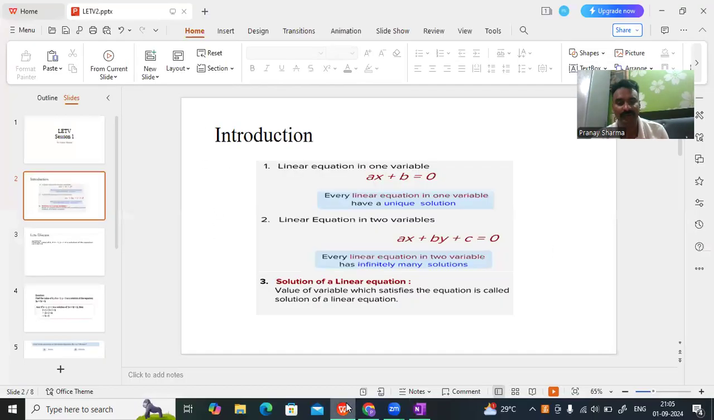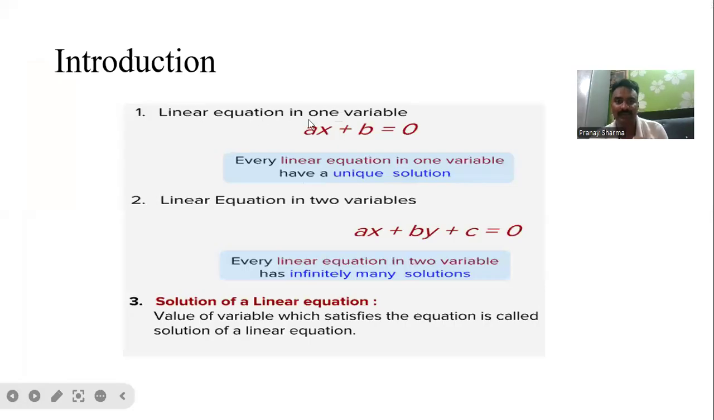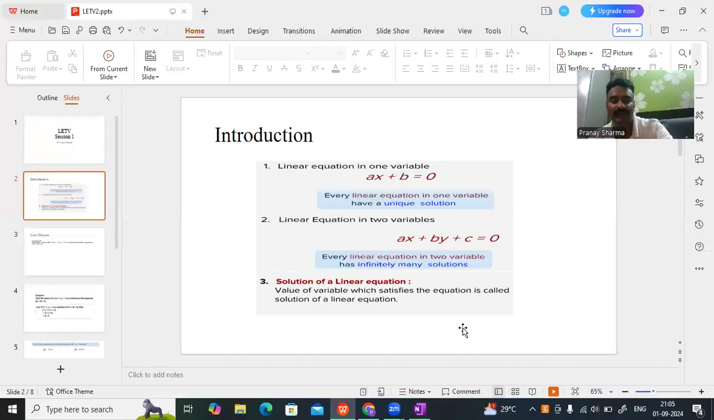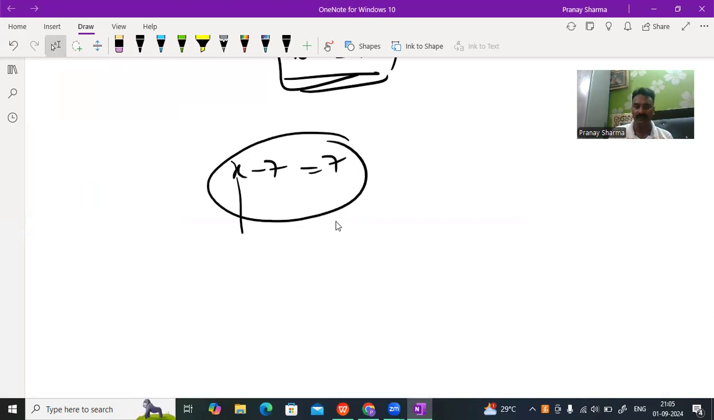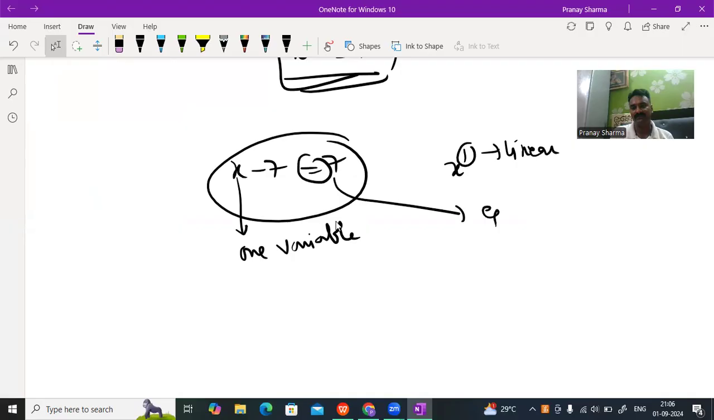All right, let us move to our slide. So this is linear equation in one variable. If you revisit this, x minus 7 equals 7, we have only one variable. Linear means what? The highest power of the variable should be 1. This is an equation because we have an equals to sign in between. So it is a linear equation in one variable, all right?